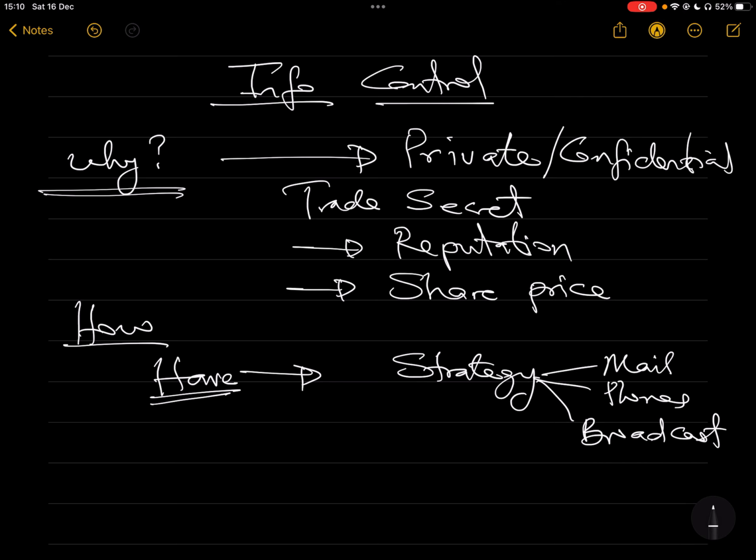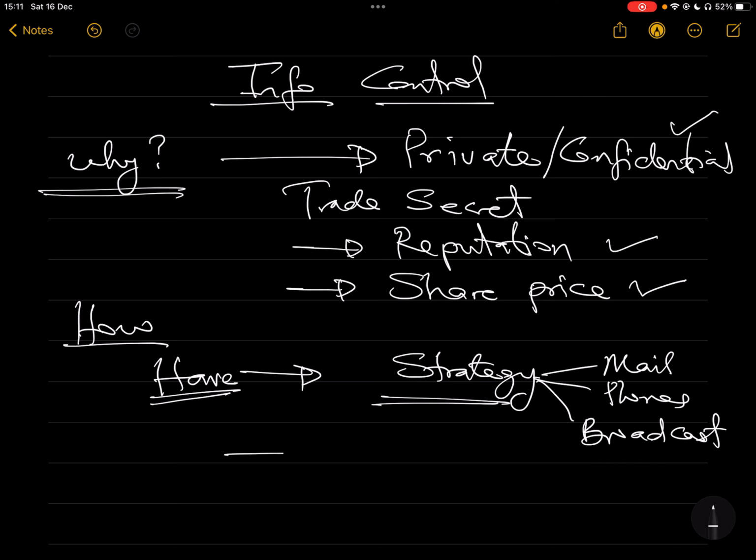So there has to be a strategy, because where this is important is that you must picture even internal information as if it's going to get outside. If this information gets outside, what is the impact on our reputation? What is the impact on our share price? What is the impact on something that should be confidential for us? So you need to have a strategy.